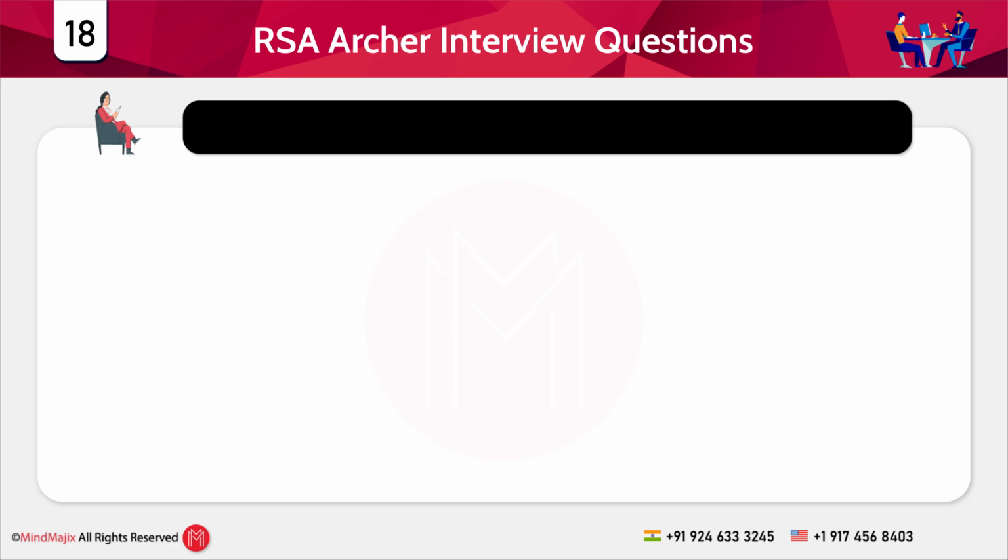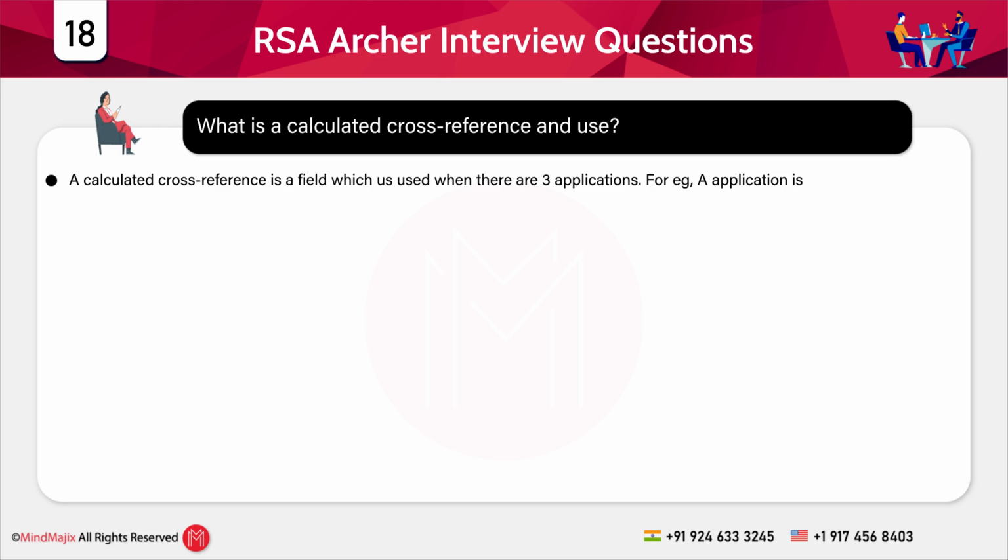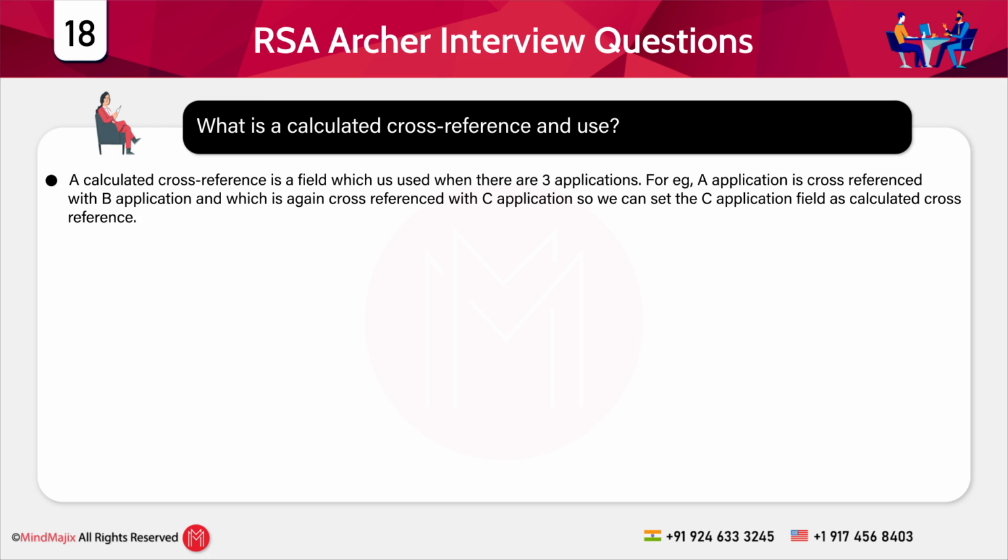Question 18. What is a calculated cross-reference and what is the use of it? So calculated cross-reference, this came up in the 6.x version, it was not there in the 5.x. There was a huge demand for this, and that is why RSA Archer launched it. Calculated cross-reference is used whenever we are dealing with three applications at a time.